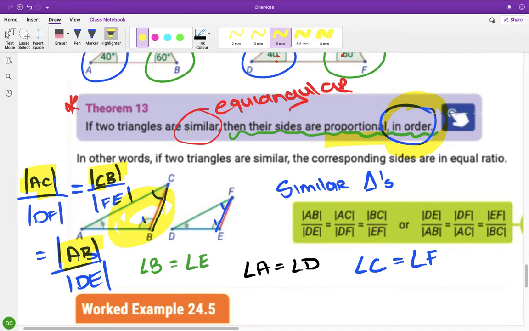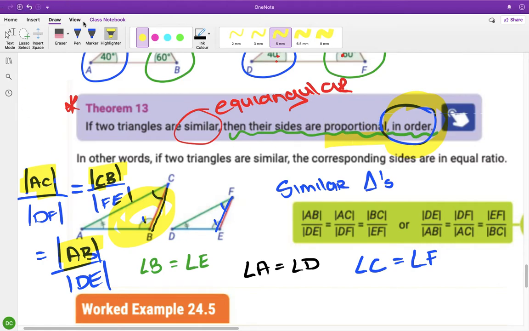Okay, so if two triangles are similar or equiangular, if they have the same angles, their sides are proportional in order. So that means you can take one side from the big triangle and put that over the corresponding side from the little triangle and create a fraction. If you then take another side in the big triangle and put it over the corresponding side in the little triangle, those fractions will be the same. Okay, that's what it's saying, that those fractions will be the same. They will be proportional. They will be the same.